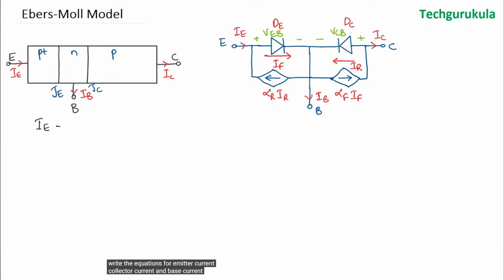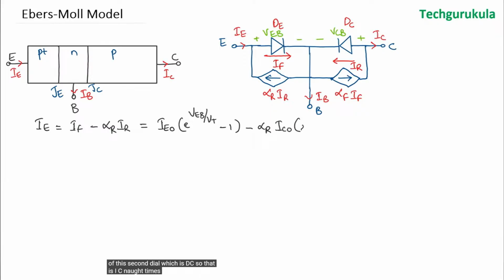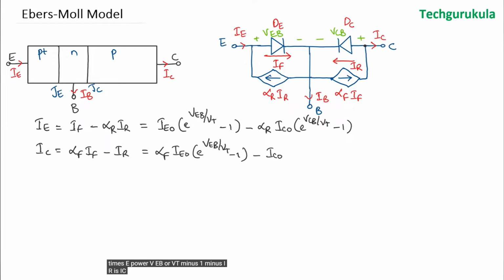Starting with emitter current, IE is equal to IF minus alpha R times IR, which can be written equal to, of course IF is the equation of the second diode, which is DC. So that is IC naught times e power VCB over VT minus 1. Now coming to collector current, IC is equal to alpha F IF minus IR. We can write this equal to alpha F times IF, which is IE naught times e power VEB over VT minus 1, minus IR, which is IC naught times e power VCB over VT minus 1.